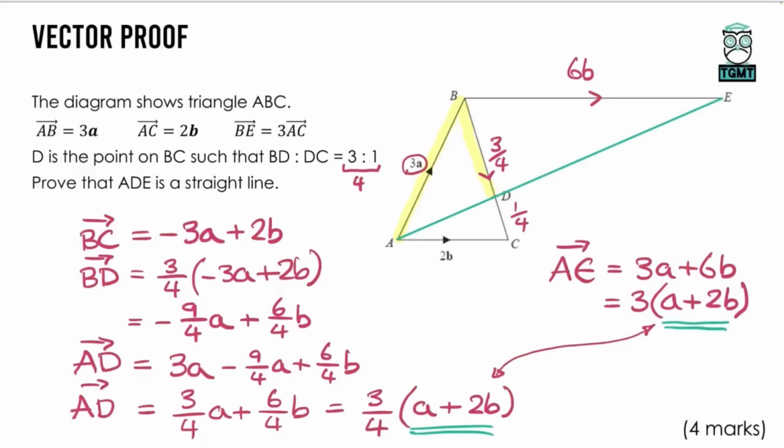So we could do that as well, but obviously there's a lot of working out for each particular vector. So this is what we're looking for. We are looking for the two vectors having the same direction in their bracket and there being a shared point when we are looking for proving if something is a straight line.